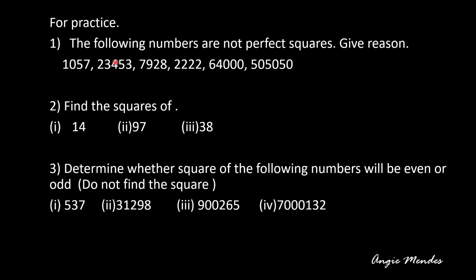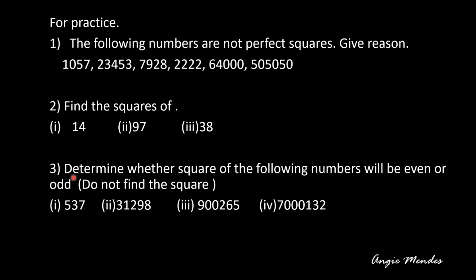Here it is stated that the following numbers are not perfect squares. What you have to do is give a reason why these numbers are not perfect squares. So I'll give you a clue here. You look at the number in the units place of the given numbers. Remember the property of the perfect squares and accordingly assign a reason as to why each of these numbers is not a perfect square. The next one, you have to find the squares of the given numbers. So if we take the first number 14, it will be 14 squared. Remember, it is the number multiplied by itself, and write the square of the given numbers.